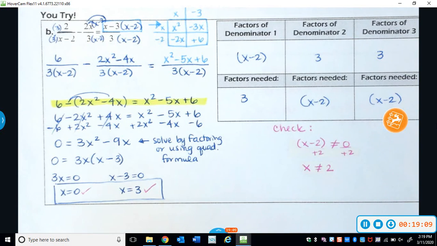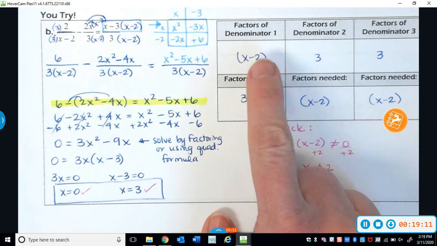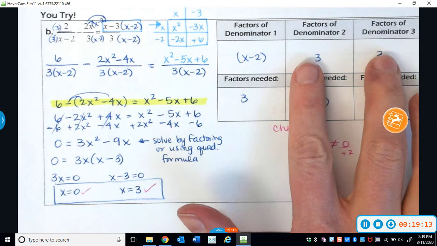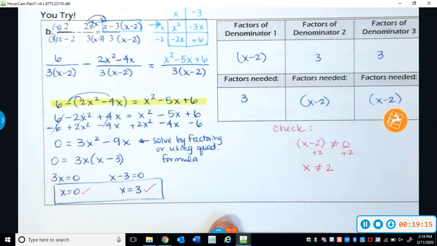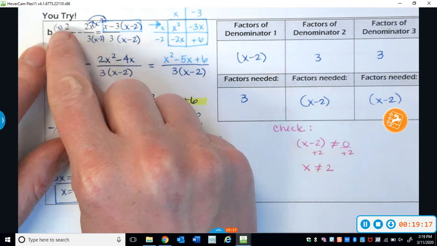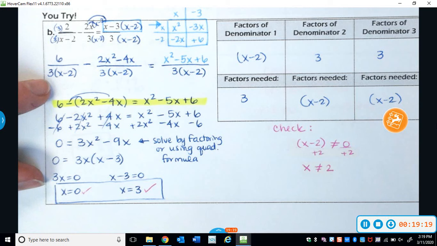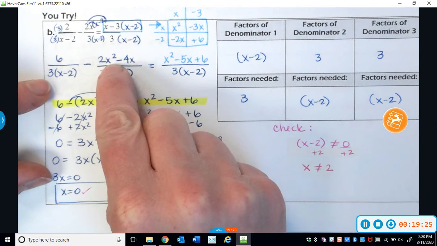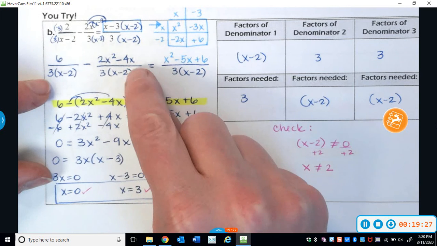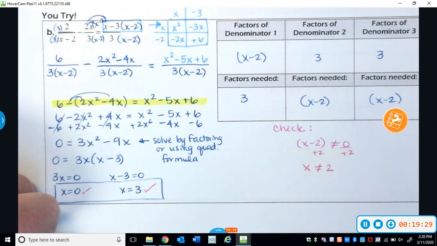All right, so I compared all the denominators. This one is missing a 3. Both of these are missing that x minus 2. So when I multiply 3 to the first fraction, I get 6 over this. When I multiply x minus 2 to the second one, 2x times x is 2x squared. 2x times negative 2 is negative 4x.